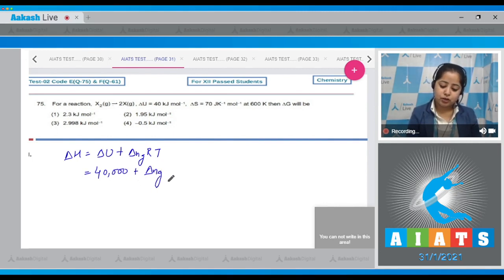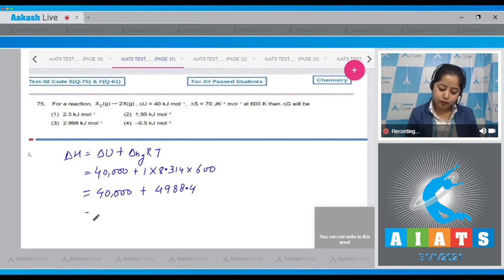plus delta ng. Let's put the value of delta ng for the reaction. Delta ng is equal to 2 minus 1, that is 1. The value of R is 8.314. The value of temperature is 600, which is ultimately equal to 40,000 plus 4988.4, which is 44988.4 joule per mole.